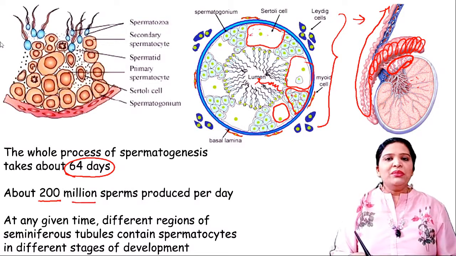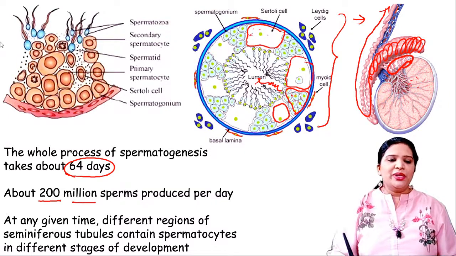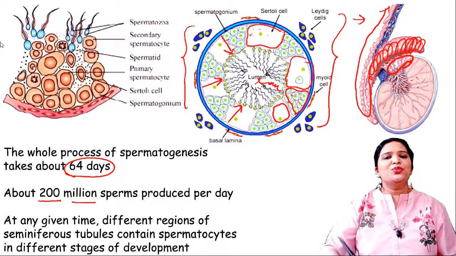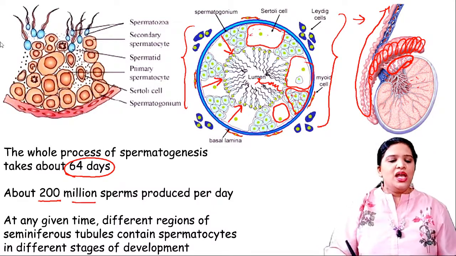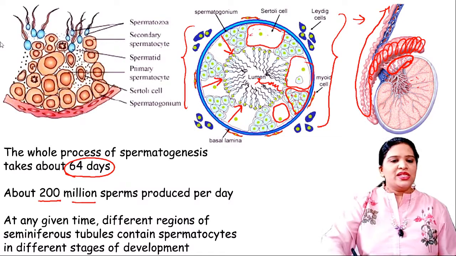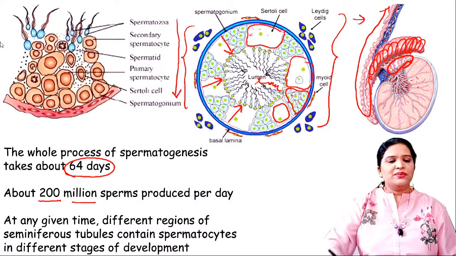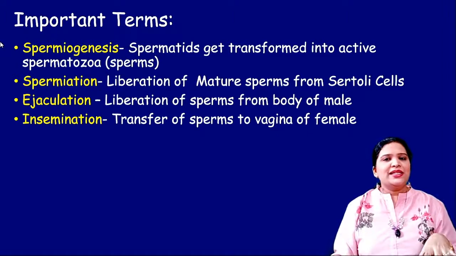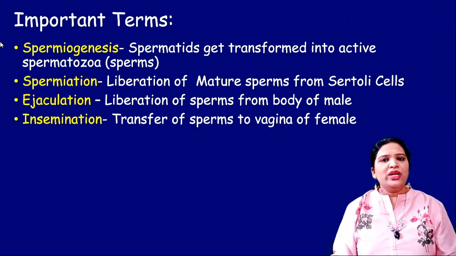At a given time, different regions of the seminiferous tubules contain spermatozoa in different stages of development. See, this is the seminiferous tubule, no? So each layer or each area of the seminiferous tubule contains different layers of these growing spermatocytes. This picture also depicts the same thing. Understand? Right. So in this lesson, we have to remember some important terminology.